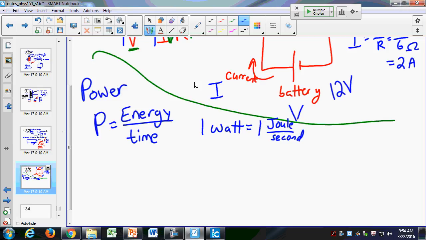But anyway, anytime you have a heating device, it takes up a lot of energy. So let's remember that heating devices use a lot of power.